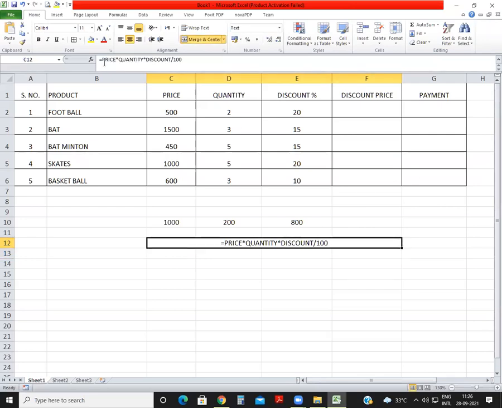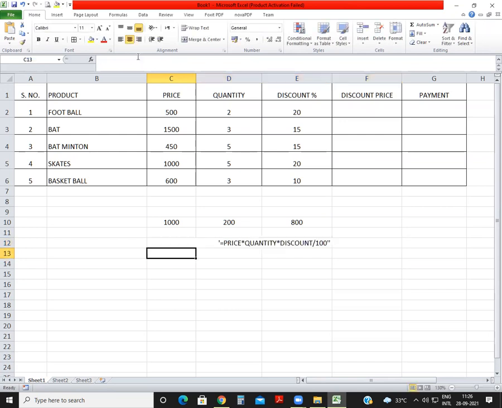सॉरी, in Excel we cannot write formula like that. सो यहाँ पे एक comma sign दे देता हूँ. This is the formula. Okay, equal price multiply quantity multiply discount divided by 100. हमको यहाँ पे करना है.